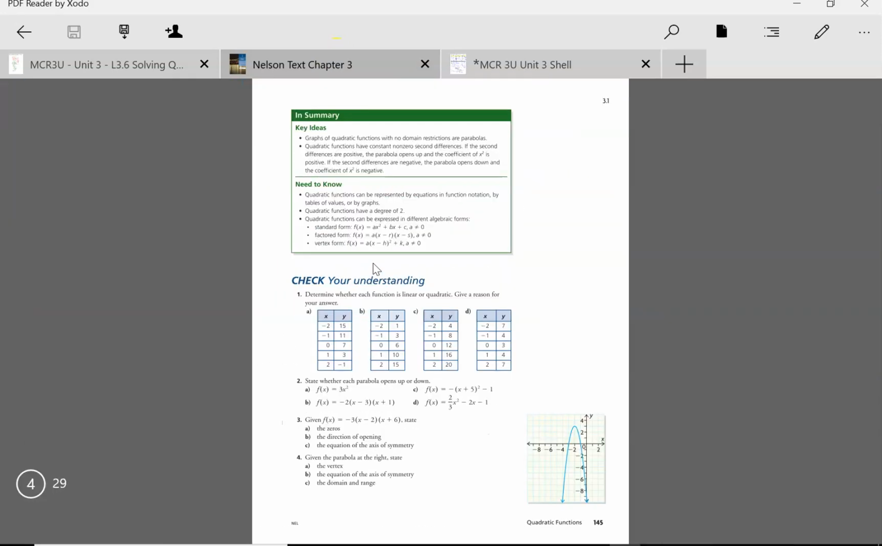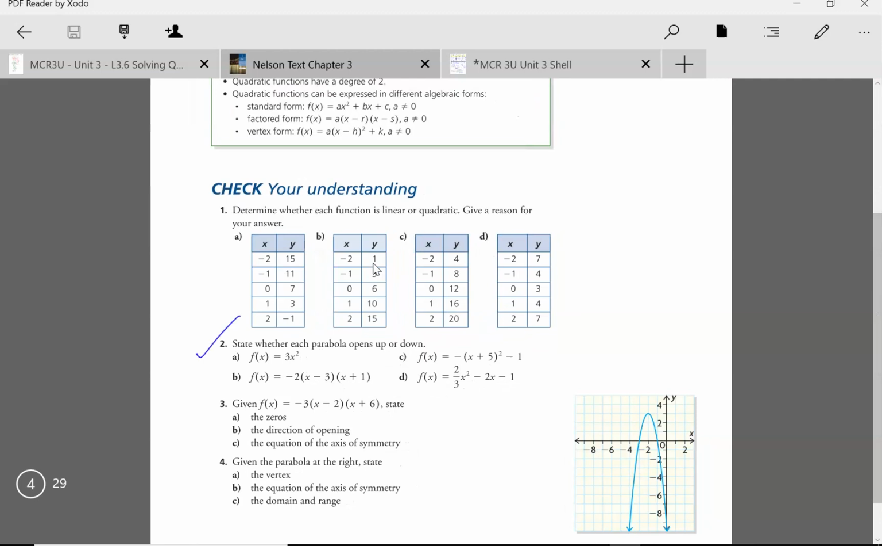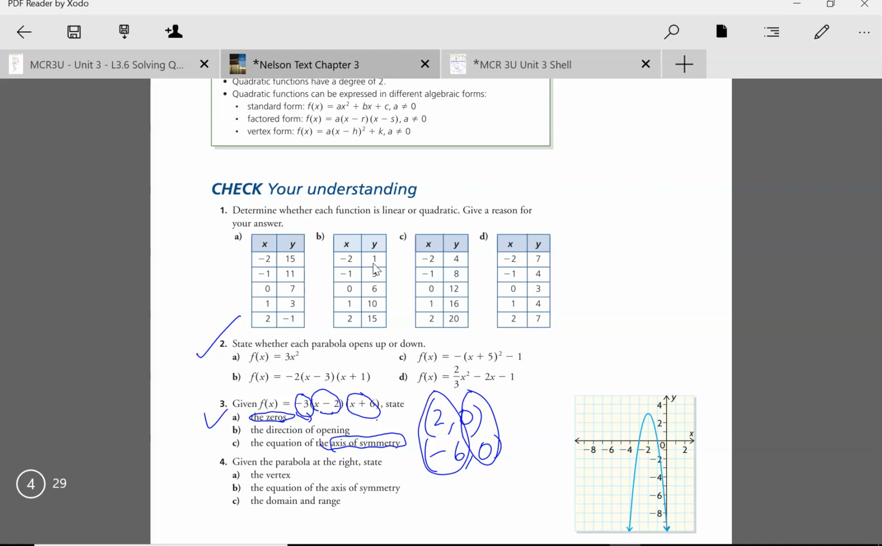Okay, let's take a look at this. 2 is easy. State whether it opens up or down. Just look at the A value. 3, state the zeros. You should be able to do that. Take the roots of these guys. Direction of opening, A value is negative. You should be able to find that. Equation of axis of symmetry. Again, you have your symmetrical points because you found the zeros. The zeros have the same Y value. 2, 0, and negative 6, 0, right? So these are our zeros. And so axis is, these are symmetrical points because they have the same Y value. And axis of symmetry means you can take the average of the X parts and find the axis of symmetry. So we're okay with that.